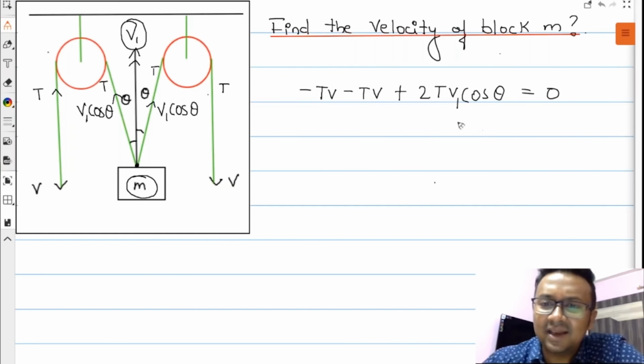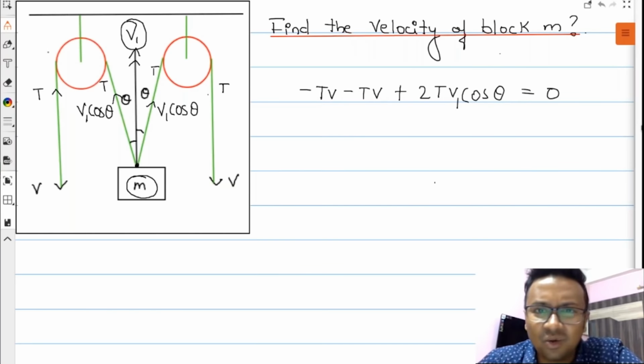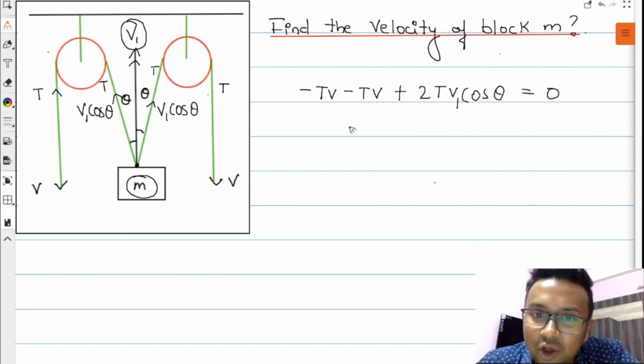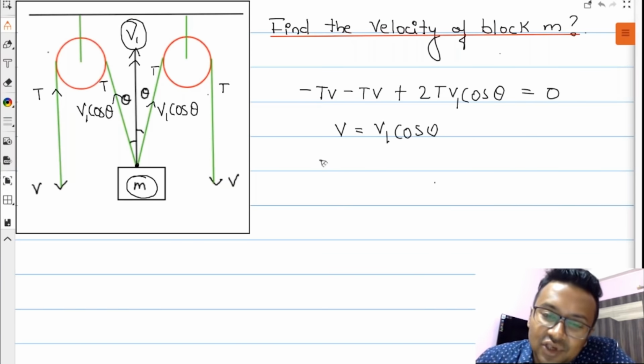Then I think now it's very simple. The tension all goes away, the tension burns away if you use this methodology. So it is nothing but V is equal to V1 cos theta. Then they have just asked us what is going to be your V1. V1 is nothing but V divided by cos theta.